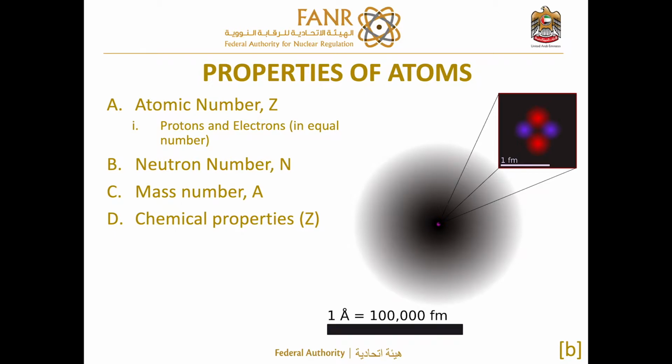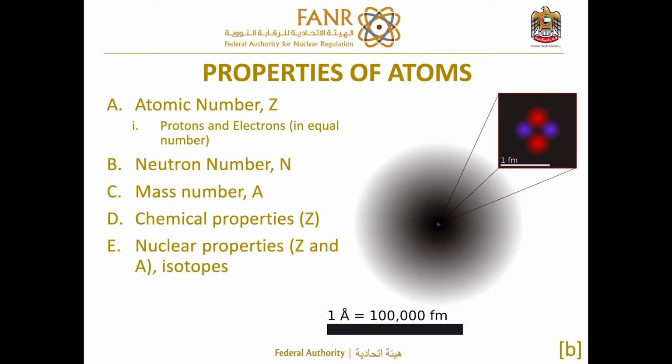Therefore, we can say that the chemical properties of an atom depend on Z, while the nuclear properties of an atom depend both on its atomic number and its mass number. The varying number of neutrons makes the family of isotopes of a specific element, which are components of the same elemental family, having different physical characteristics and nuclear characteristics as well.